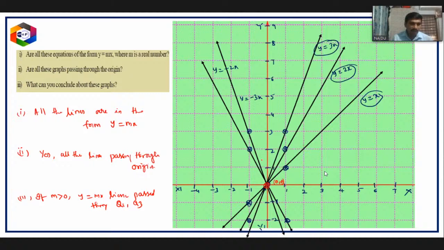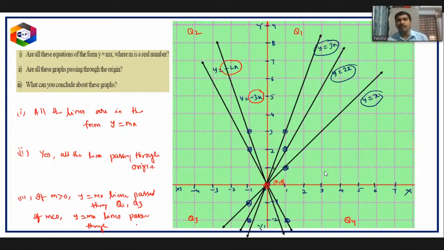And if m is less than 0, then y is equal to mx lines pass through which two quadrants? As we know, this is quadrant 1, this is quadrant 2, this is quadrant 3, and this is quadrant 4. So if m is negative, -3 and -2, observe children, this is -2x and this is -3x. These two graphs pass through Q2 and Q4. So these are the observations we made from the graph after drawing this.